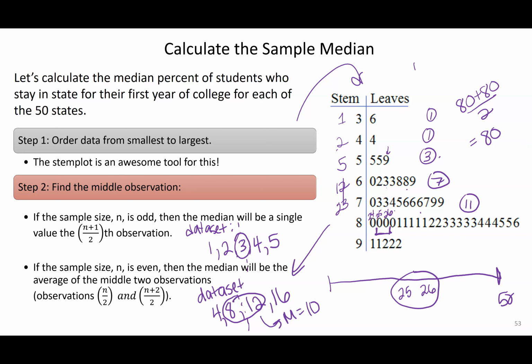So my median is going to be 80%. Don't want to drop off the units there. And here, this is cool. If you have the slides downloaded, you can click on this button here and it'll take you to a video that shows you how to go ahead, plug this in, and calculate this on a TI-84.